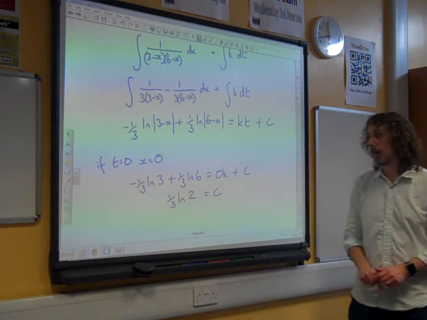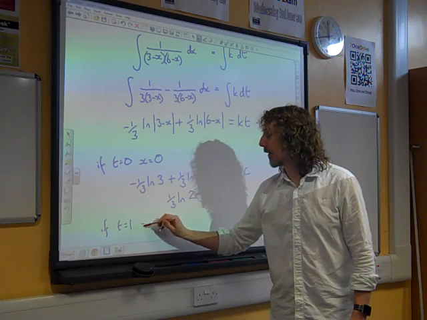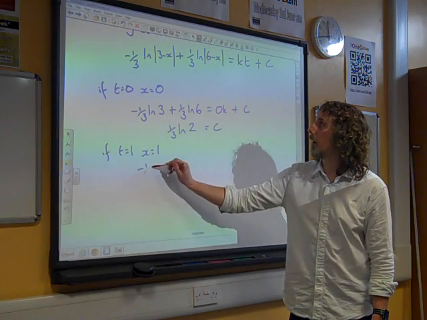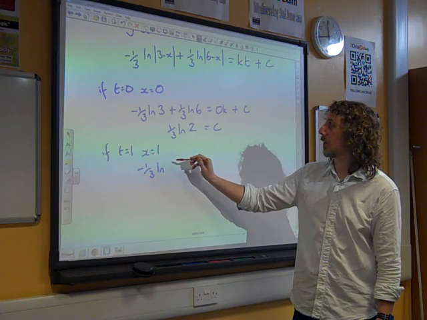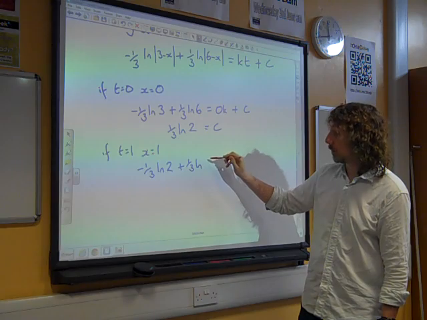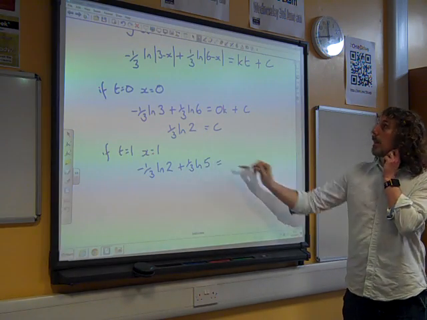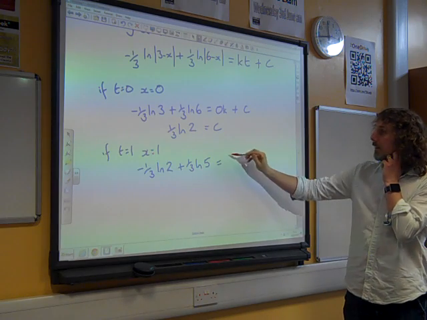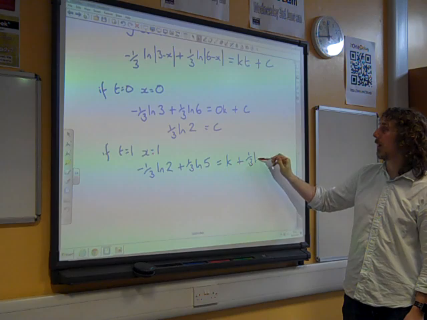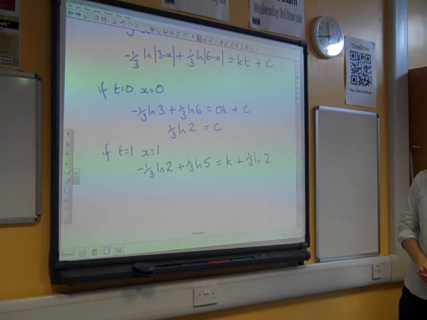That's good to know. Right, we also had, if t is 1, x is 1. So we've also got minus a third times the natural log of 2 plus a third the natural log of 5 is equal to k times t, so that's now just k times 1 plus a third ln 2. We've got lots of things to tidy up here, haven't we?